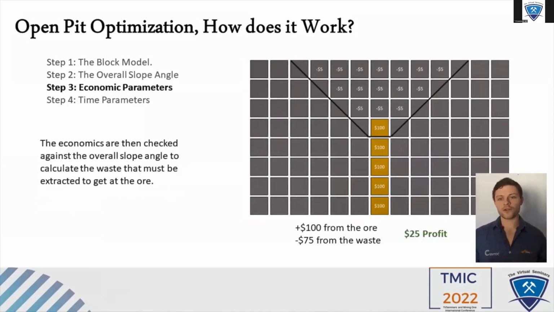So then the overall slope angle is combined with those economic parameters, and it uses the information to work out the waste stripping required to get to a block of ore. So if you think of it, testing this single block of ore here on the right with a 45-degree slope angle, we've got $100 of ore, and to get to it, we need to extract $75 of waste. So that leaves us $25 in profit. So that's good. So that's an economic pit shell.